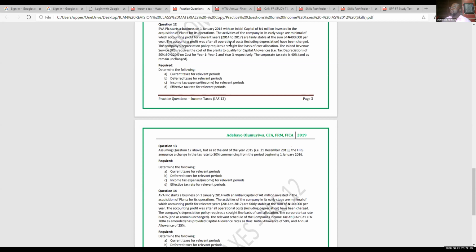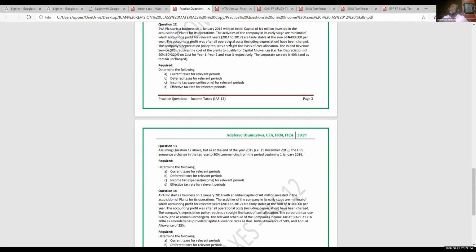With respect to that, we are also told that the company has fairly operated such that the profits for each of the 4 years seem to be equal, and on average, it stood at 400,000 naira. Also we are told that the tax rate was 40% at the start of the business, and for a period of 4 years up to date, the tax rate has remained at 40%.